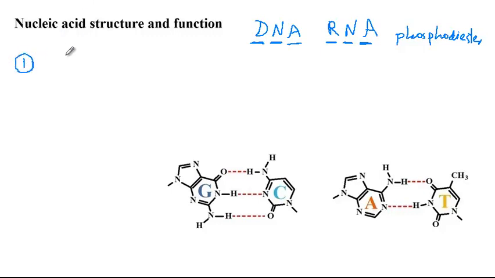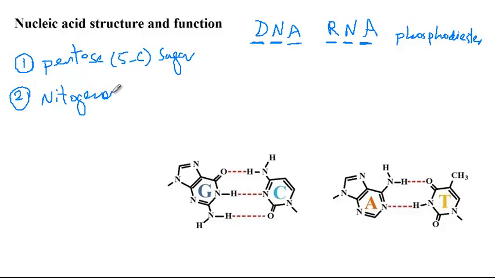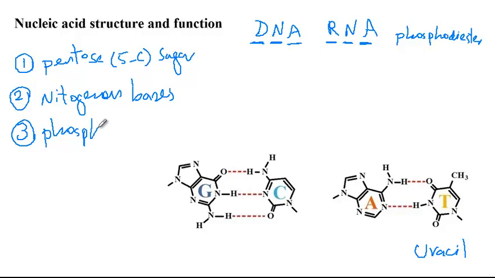components. Number one, they're made of a pentose, which is a 5-carbon sugar. They are made of nitrogenous bases, which include guanine, cytosine, adenine, and thymine. In RNA we have uracil instead of thymine. And then the third structure is the phosphate group, which has a negative charge, as a consequence of which DNA and RNA have a negative charge.